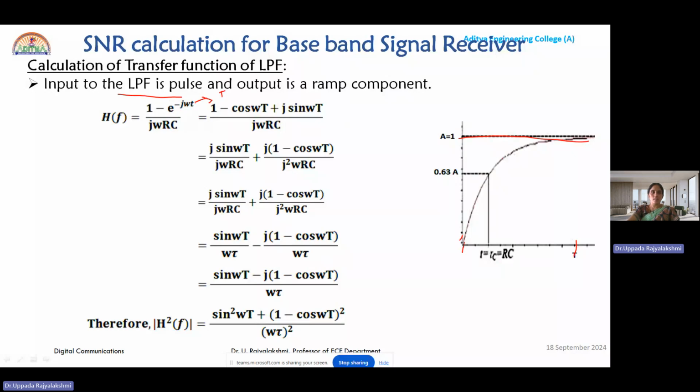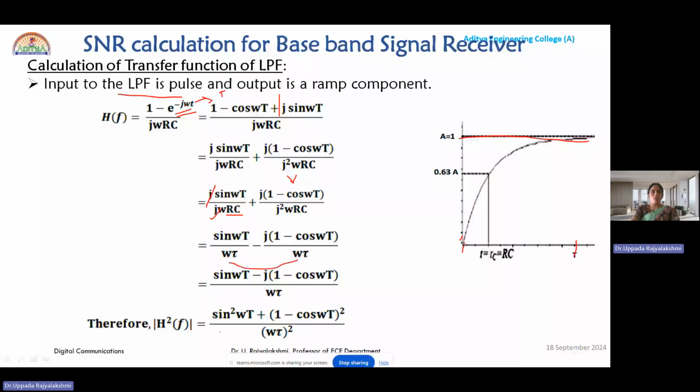This is in the form of e power minus jx, which can be expressed as cos x minus j sin x. So here 1 minus cos omega t plus j sin omega t, divided by j omega RC. Let us split this into real and imaginary parts. This is a real factor: j sin omega t by j omega RC, plus, multiplying the numerator and denominator by j, j into 1 minus cos omega t by j square omega RC, where j square is minus 1. So the j gets cancelled: sin omega t by omega tau, where we assume RC as the time constant. Minus j into 1 minus cos omega t by omega tau. In the denominator you have omega tau. Let us take the LCM.